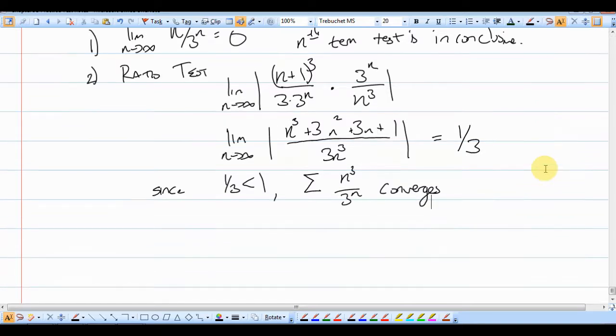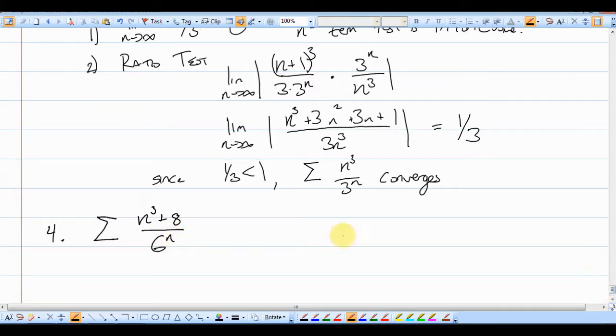Okay, and I think the last one I want to do at this moment is question 4. That'll get us done with pretty much everything. So let's look at 4. We have, again, convergence or divergence of n cubed plus 8 over 6 to the n. Okay, so let's not mess around. We know the nth term test is going to get us 0. So we'll go right to the ratio test.